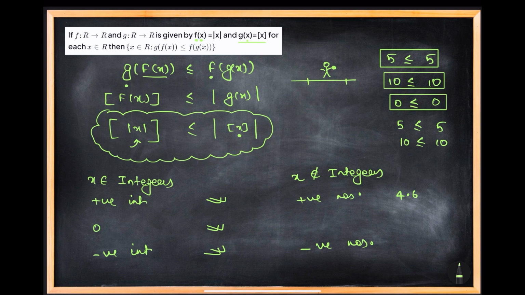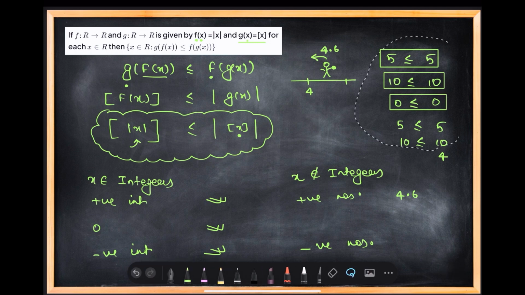So suppose that I have given you 4.6. So you will imagine yourself on the number line at the point 4.6, and then you will move towards left hand direction in the search of integer, and you will get first integer as 4, and then you will take mod on 4, so it will become 4. Correct? So on RHS we got 4.